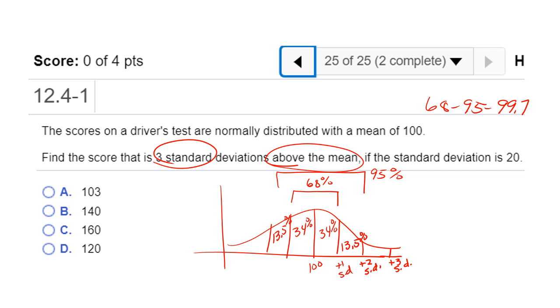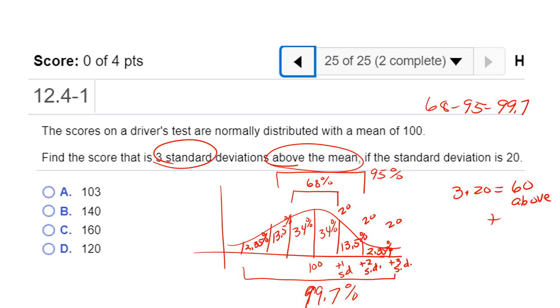And thinking again to our normal distribution, this would be 2.35% in these 3rd standard deviations, because if you go up or below 3 standard deviations, that has to add up to be 99.7%. So we need to figure out the standard deviation is going to be 20 for each one. 3 standard deviations times 20 means 60 points above the original 100, which is a score of 160. My answer would be 160.